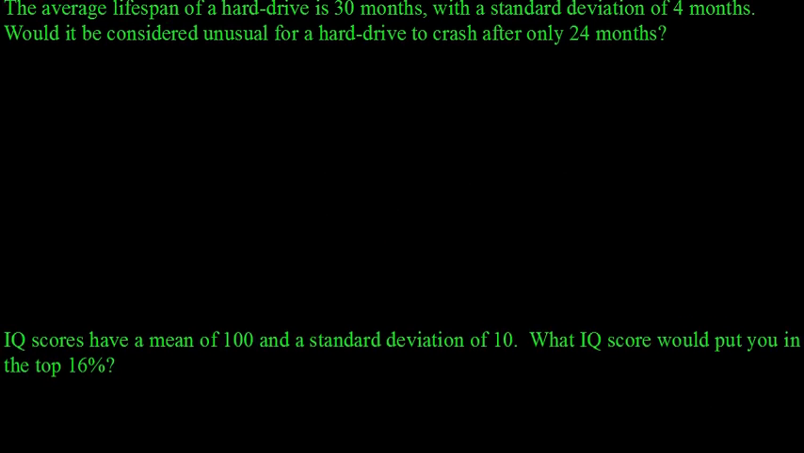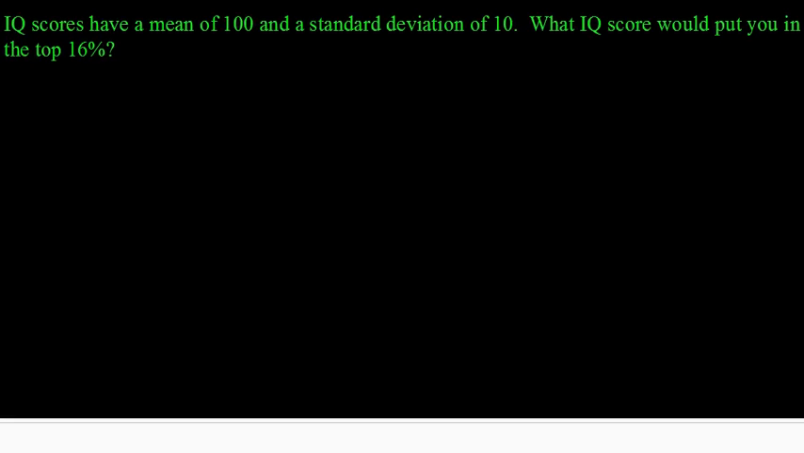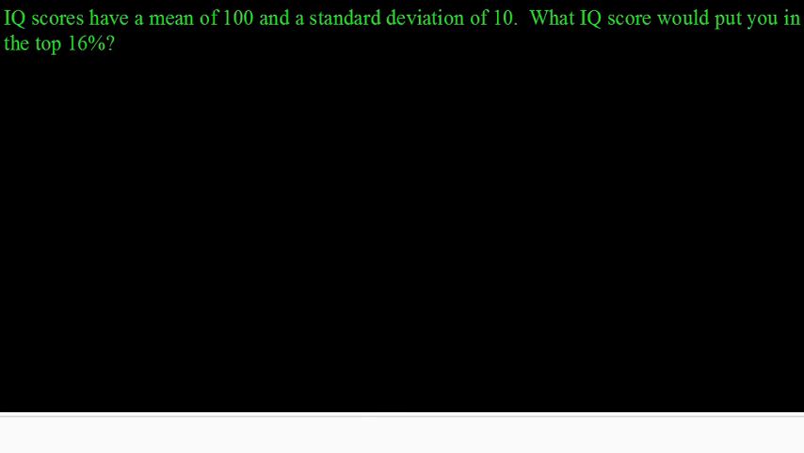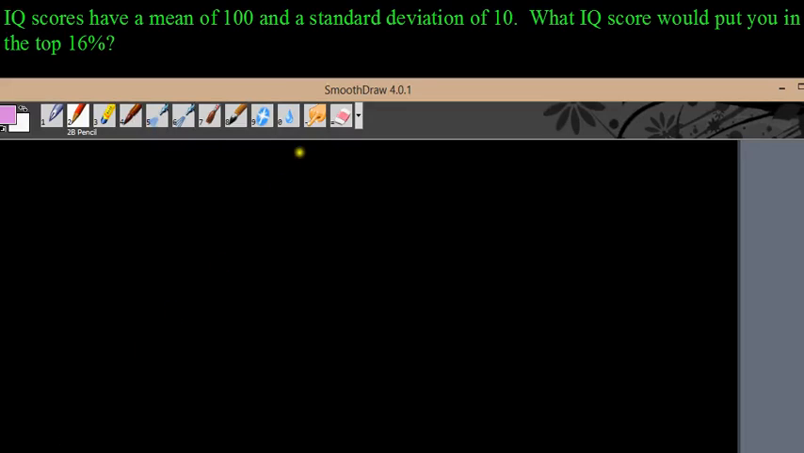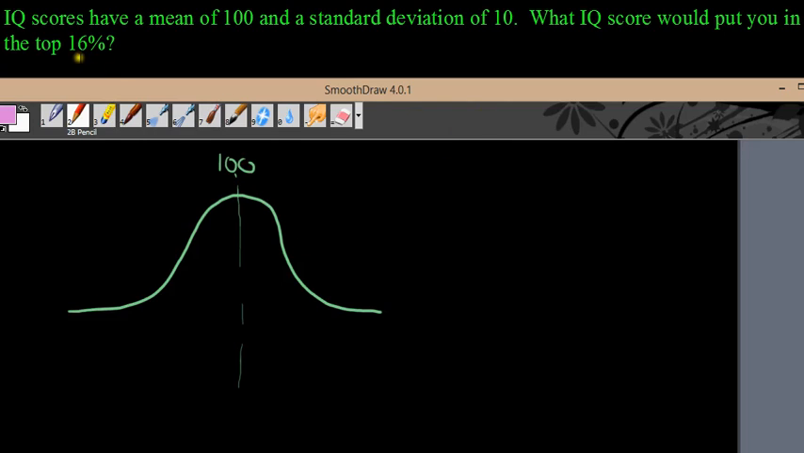All right, let's do one more. So it says IQ scores have a mean of 100 and standard deviation of 10. What IQ score would put you in the top 16%? Well, for this one, we definitely need to draw a picture again. So let's draw us a bell curve. And we know the mean is 100. All right. The people we're interested in are the top 16%. So let's say this right here is 16%.